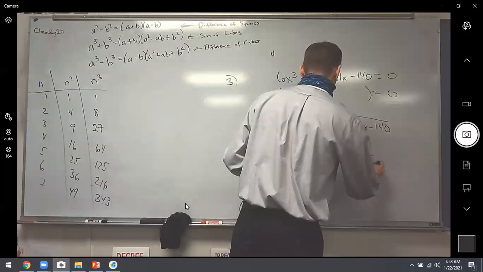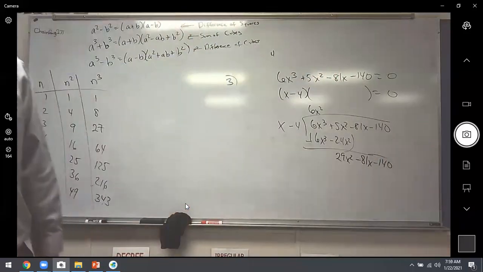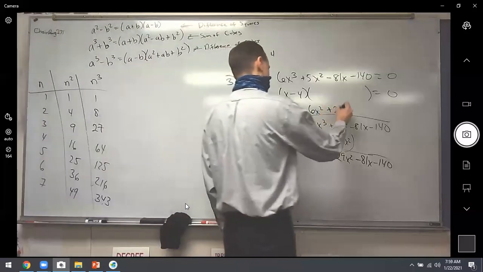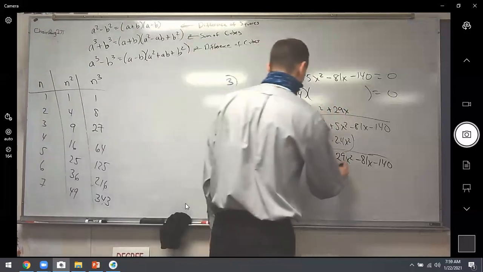Bring down the other junk. This is not looking good, actually. It's looking really bad. Okay, well, let's see. 29, obviously, it's going to be a plus 29x, right? And 29x times x is 29x squared.